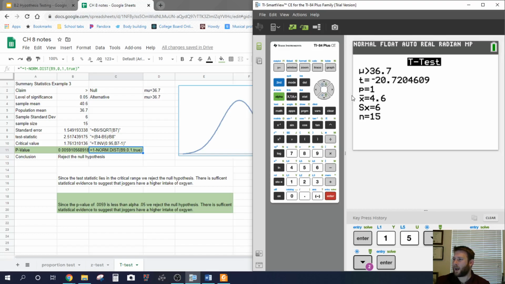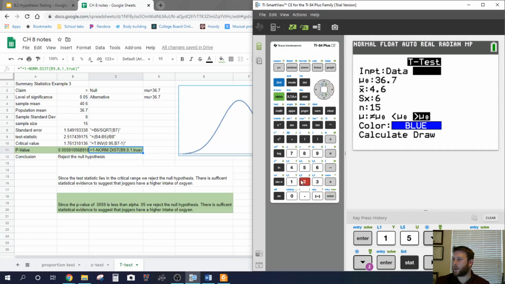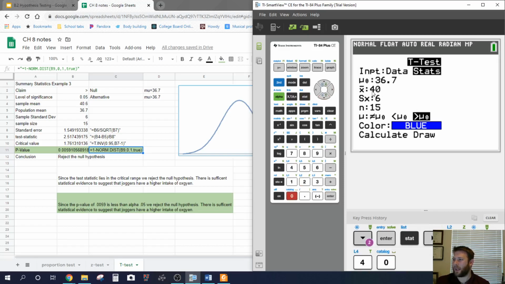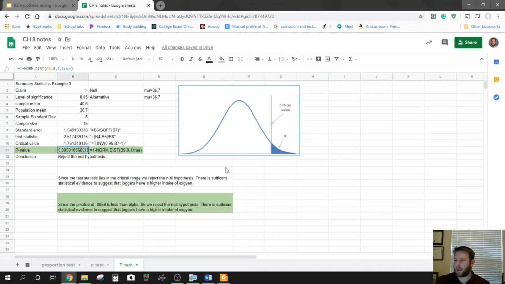And then I think I did that the wrong way. Let me check that again. I think I did something wrong. What did I do wrong? Oh, I put 4.6, not 40.6. I was going to say that's not right. Now we can clearly see our p-value here. It doesn't exactly match here. I wonder what's up with that. I'll check that out and get back to y'all on that one.